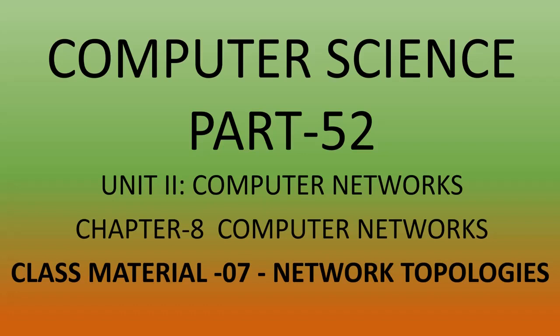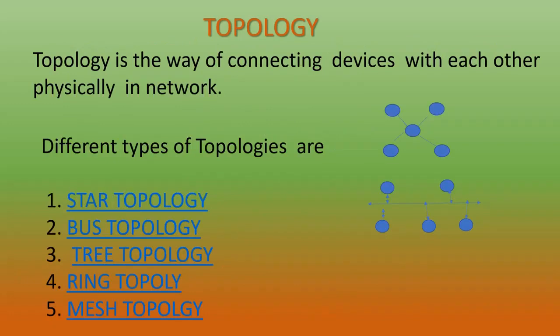Last class we discussed different types of networks. Today I am going to discuss different types of topologies. First we can see what we mean by topology. Topology means the pattern in which devices are connected in a network, the way the devices are connected. In which order or pattern the computers or devices are connected in a network is known as topology.